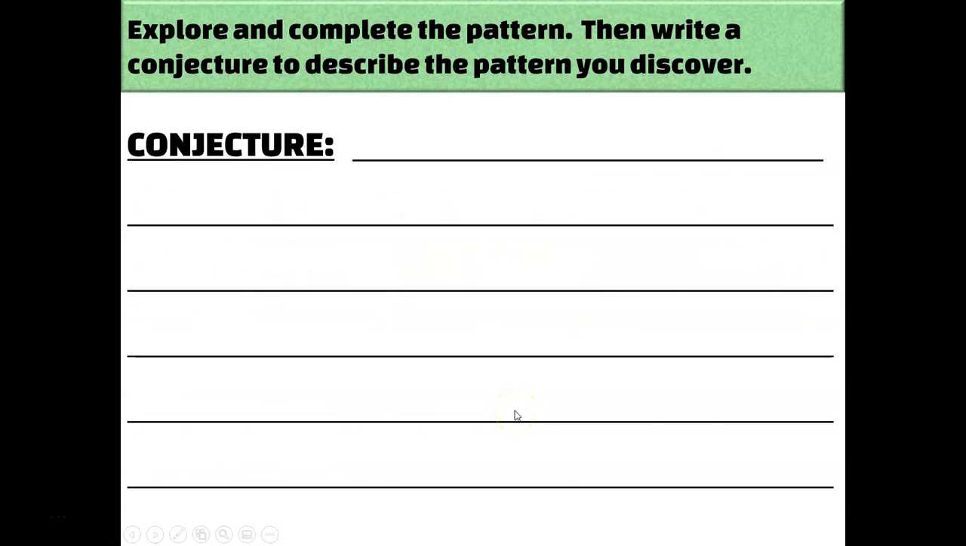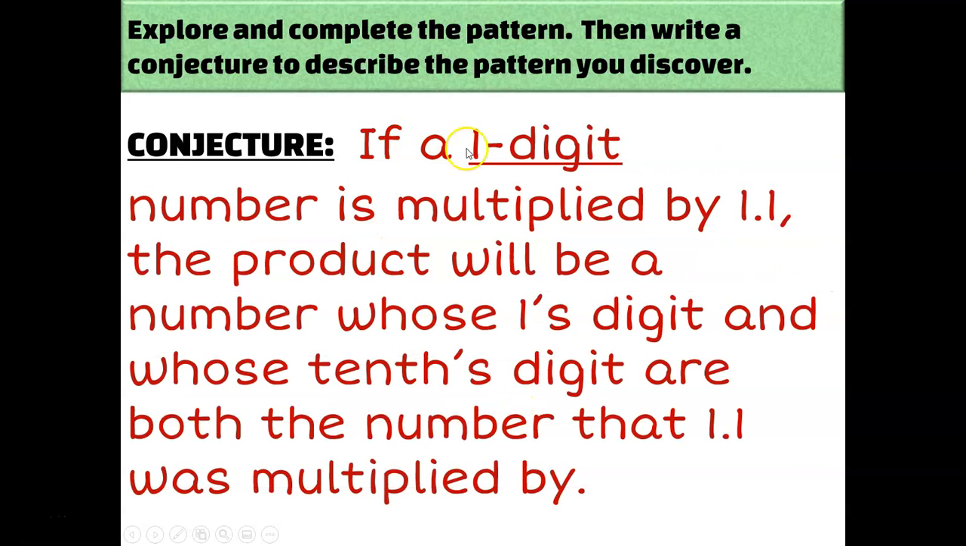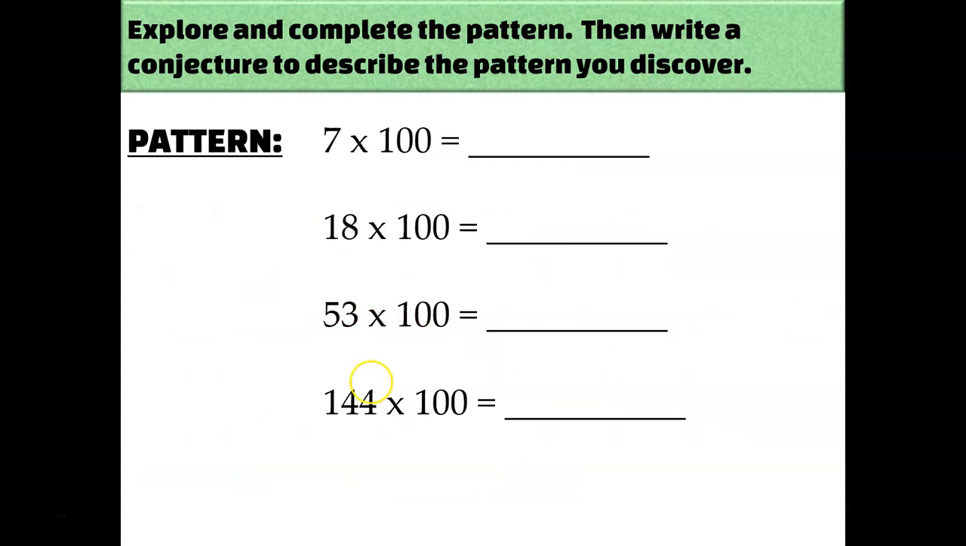A better way to write my conjecture then, it would be to say that if a 1-digit number is multiplied by 1.1, then the product will be a number whose yada yada, the rest of it stayed the same. So oftentimes you don't have to add a whole bunch of extra information to your conjecture to make it unable to be proven false. This little addition right here is all that I needed to add to make this a good quality conjecture. Alright, you're on your own for this next one.